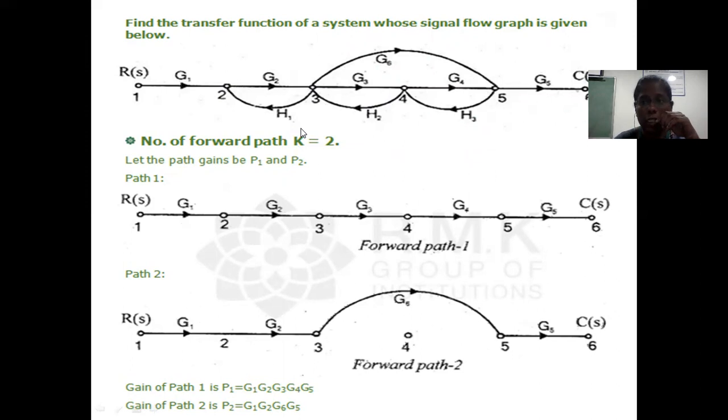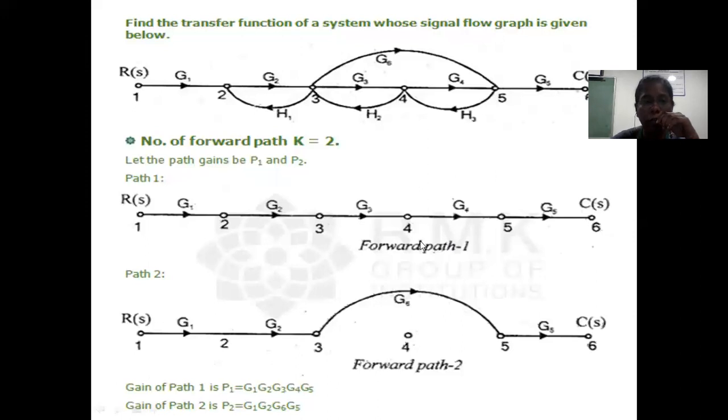Now the first step of doing signal flow in order to get the transfer function is we need to find out what is k. K is nothing but the number of forward paths. So let us identify the forward paths. Here you can see that the first forward path will be from node 1 to 2, 2 to 3, 3 to 4, 4 to 5, and 5 to 6. So let me take this as my first forward path, which is from node 1 to 6. That is redrawn here. Let me take this as my first forward path.